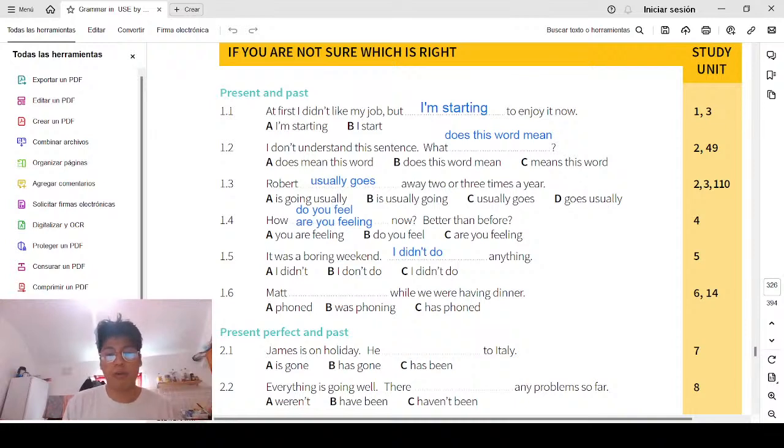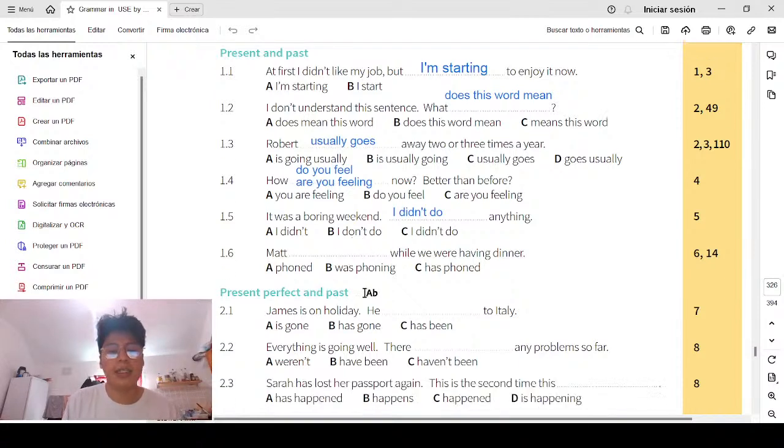Remember the structure when we have to give an answer. In this case, it is subject, auxiliary, a verb in infinitive form, and the rest of the sentence, right? In this case, I didn't do. Next, Matt had fun while we were having dinner, or maybe Matt was funny while we were having dinner, or Matt has fun while we were having dinner. In this sentence, the correct answer is had fun.